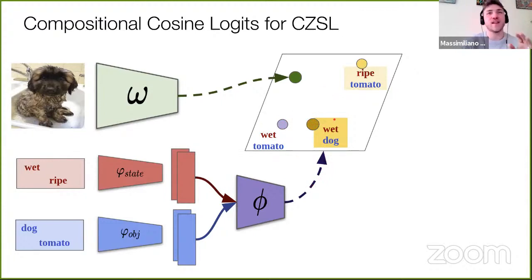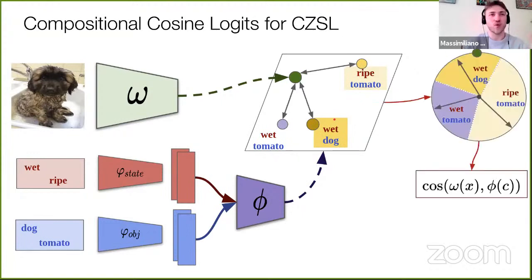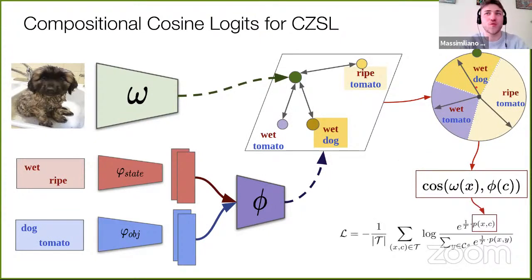We project these compositions into this shared embedding space. This is the model we propose for standard compositional zero-shot learning, and it is our starting point. Here we compute the cosine similarity between the image embeddings and the compositional embeddings, and we use it to score the compatibility between the image features and each composition. We compute the standard cross-entropy loss and train our model with that.